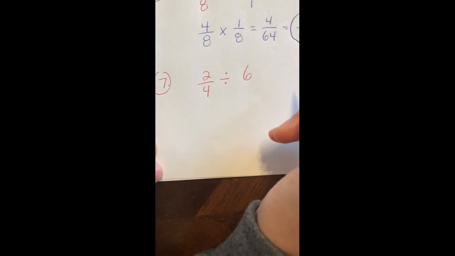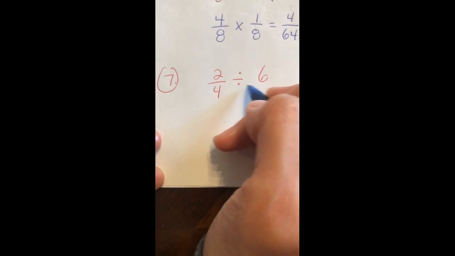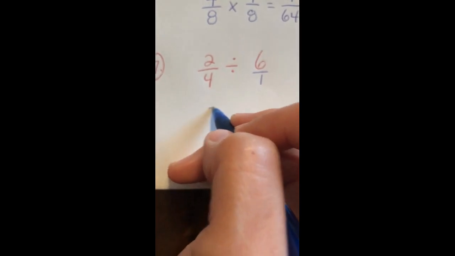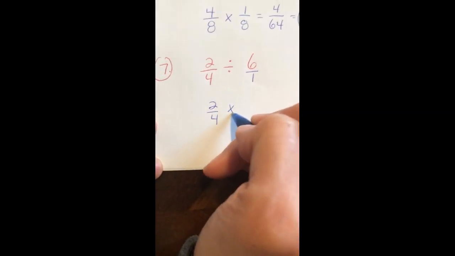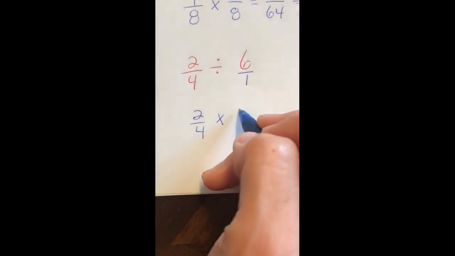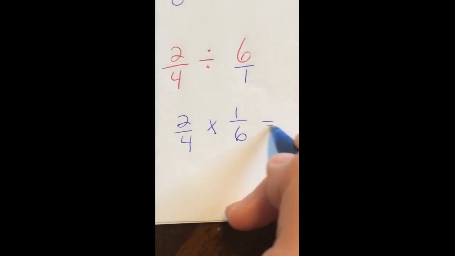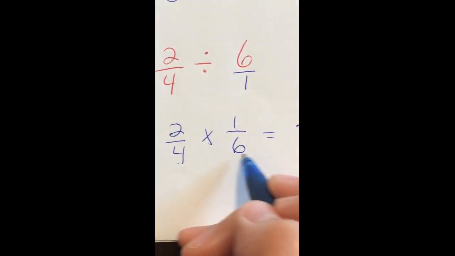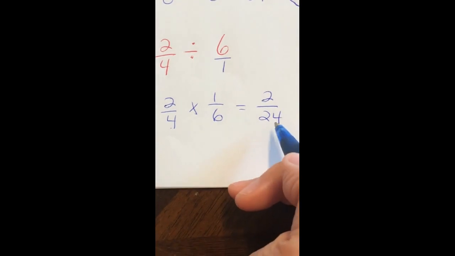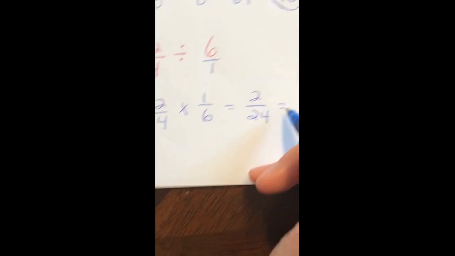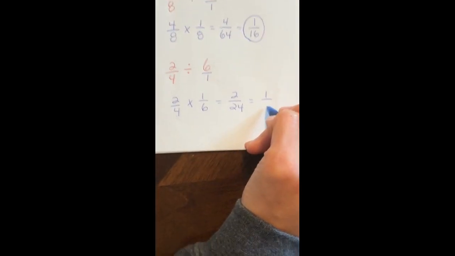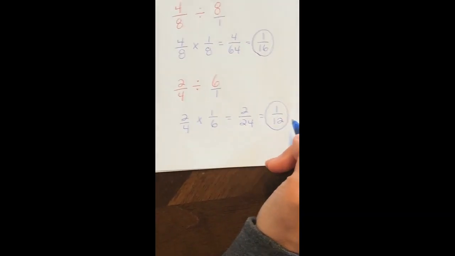Moving on to number 7. We have 2/4 divided by 6. Remember, put 6 over 1. And now we're going to multiply. 2/4 stays the same. Multiply by my reciprocal. So instead of 6 over 1, it's 1 over 6. Multiply my numerators. 2 times 1 equals 2. 4 times 6 equals 24. My next step is to simplify. I can divide them both by 2 because they're even numbers. 2 divided by 2 is 1. 24 divided by 2 is 12. So the answer to number 7 is 1/12.